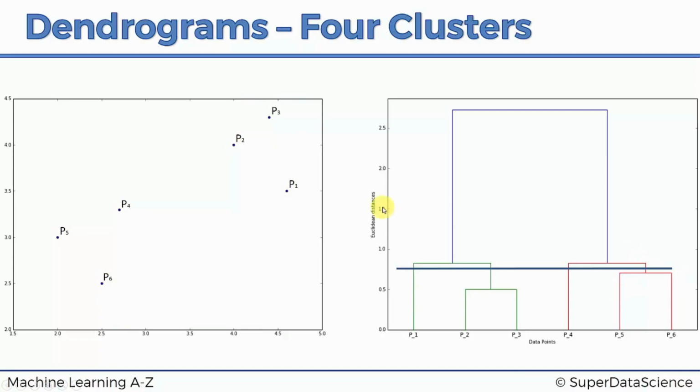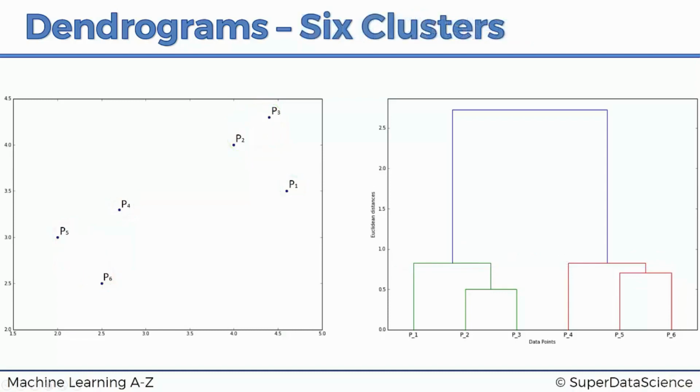So can you tell just by looking at the dendrogram how many clusters we'll have? Exactly correct. We're going to have 4 clusters because it crosses 4 vertical lines. 1, 2, 3, 4, right? So we're going to have a cluster P1, cluster with P2 and P3, cluster with P4, cluster with P5 and P6. Let's have a look. 4 clusters, and there they are. So that is what we're going to get if we set the dissimilarity or distance threshold at that level.